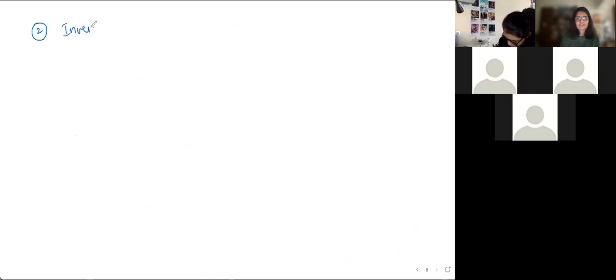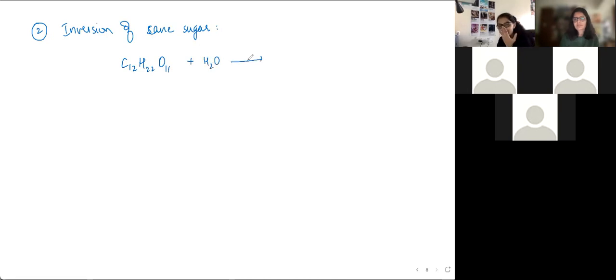So, inversion of cane sugar. Do you guys remember the formula of sugar? I'll give you a hint. That's sucrose, C12H22O11. Same funda, mix it in water, put a little bit of acid. This breaks down into glucose and fructose. Glucose and fructose have the same molecular formula, but they're two different things. You guys have seen.